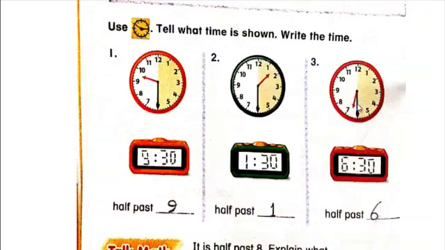So when you read the time on an analog clock, you will say half past 6. And when you read the time on a digital clock, you will start from the right side. So you will say 30 minutes past 6.